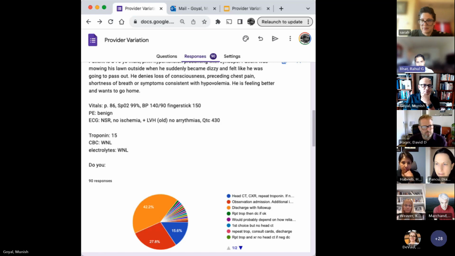And any component of it, I mean, if it's admit versus discharge, if it's CT versus not CT, what are people's thoughts as far as anything aside from discharge, what kind of thought goes into those decisions?